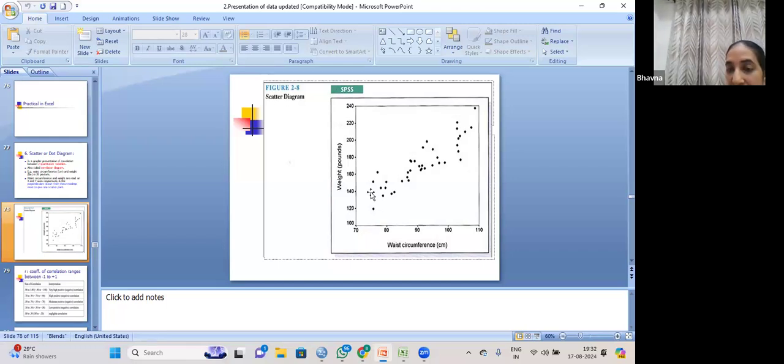This scatter point comes from what data? The weight of the person is around 140, it's not kg, but pounds, and the waist circumference is around, say, 78 centimeters. This is another scatter point.